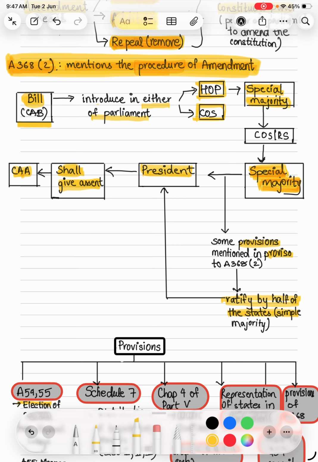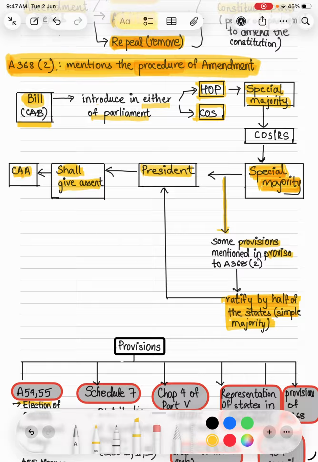It will be passed by both the houses of the parliament with the special majority. Each house should pass it by the special majority. Before it is going to the president for the assent, it has to go to the state legislatures, all the state legislatures, and at least half of the states should ratify it, should approve it. Then only it will go to the president.